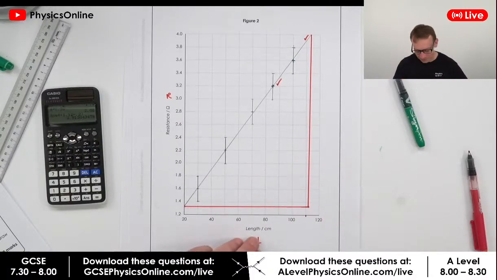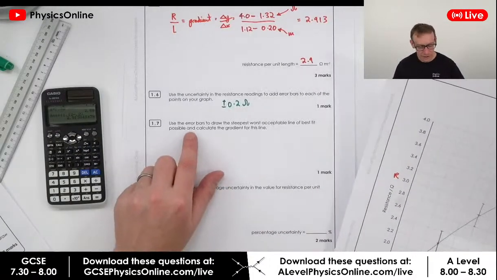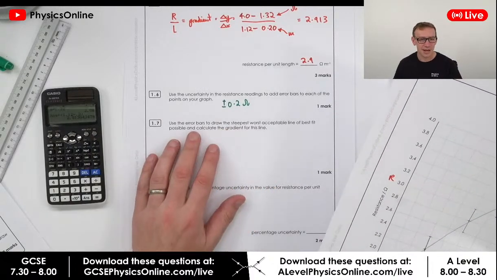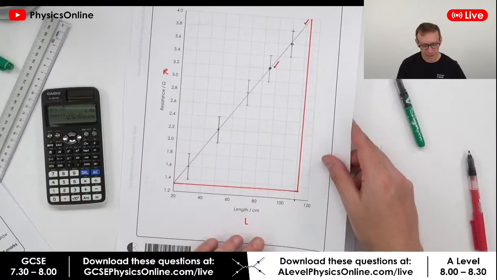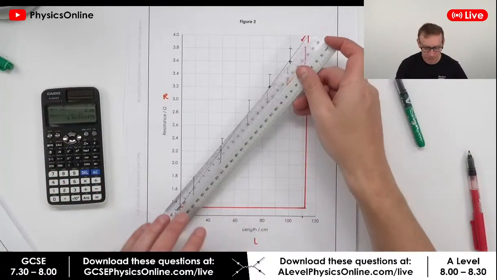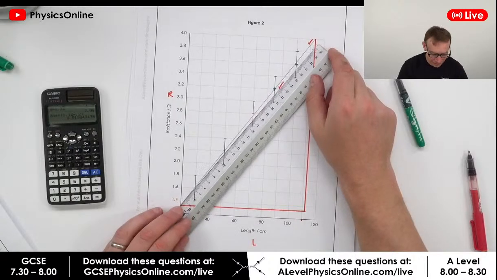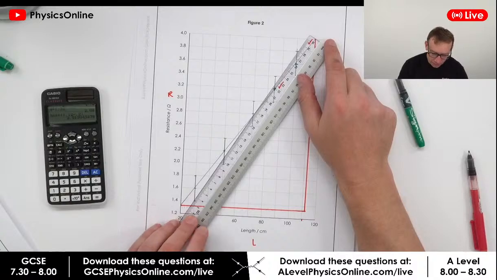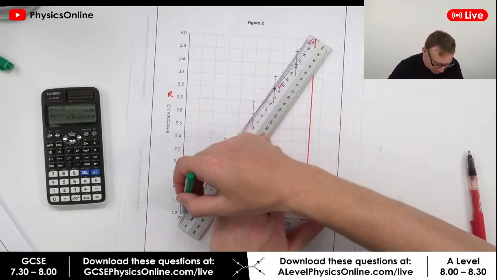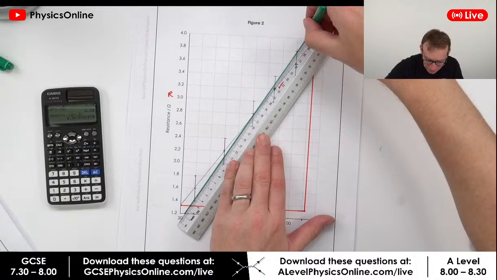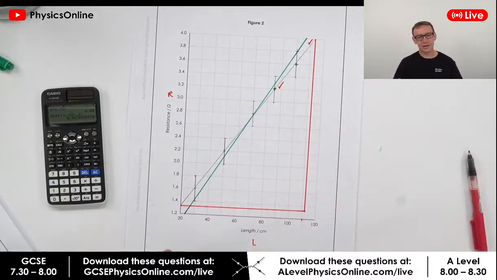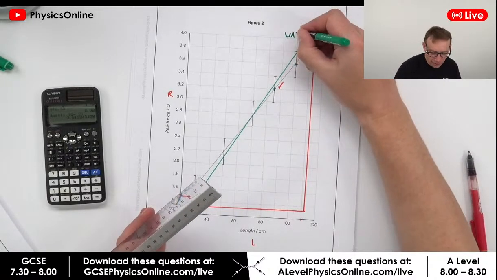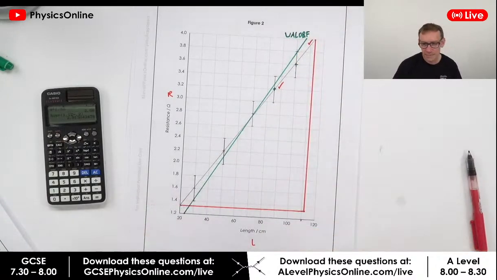Right, the next question. So we've added our error bars. Use the error bars to draw the steepest, worst acceptable line of best fit and calculate the gradient for this line. So this worst acceptable line must still go through all of the error bars, and I reckon we can have a line that looks a bit like this. Now that's still going through all of the error bars, and this one over here is my worst acceptable line of best fit.